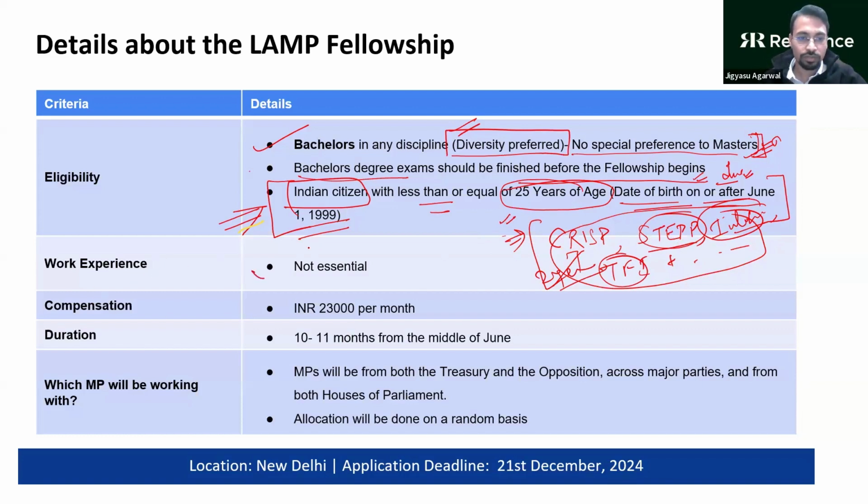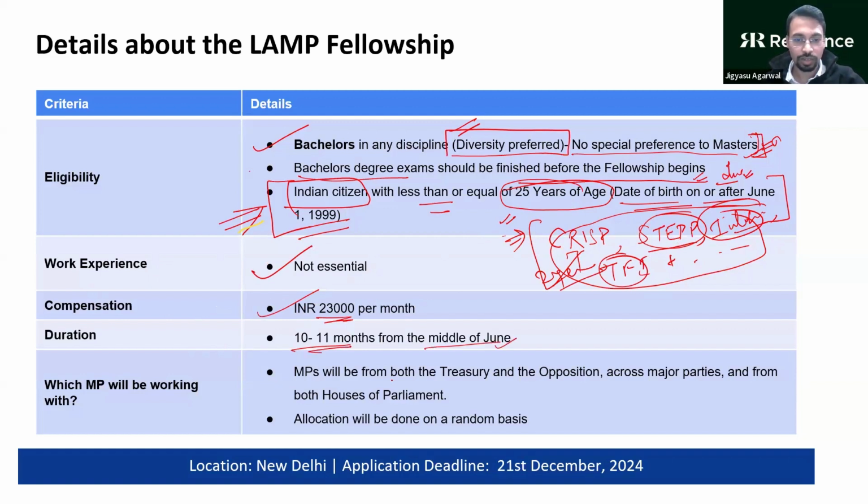All right. Work experience is not essential. If you have work experience, you will certainly have an advantage compared to the other candidates. The compensation is around 23,000 rupees per month, not exactly this specific figure. The duration is 10 to 11 months from the middle of June.